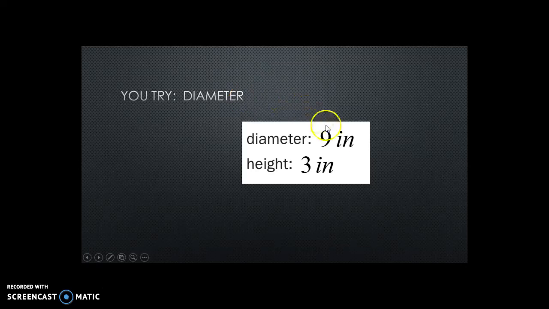So you're going to try this diameter problem. Hopefully I have everything written in here properly. So pause the video, give it a shot, and when you're ready, push play.